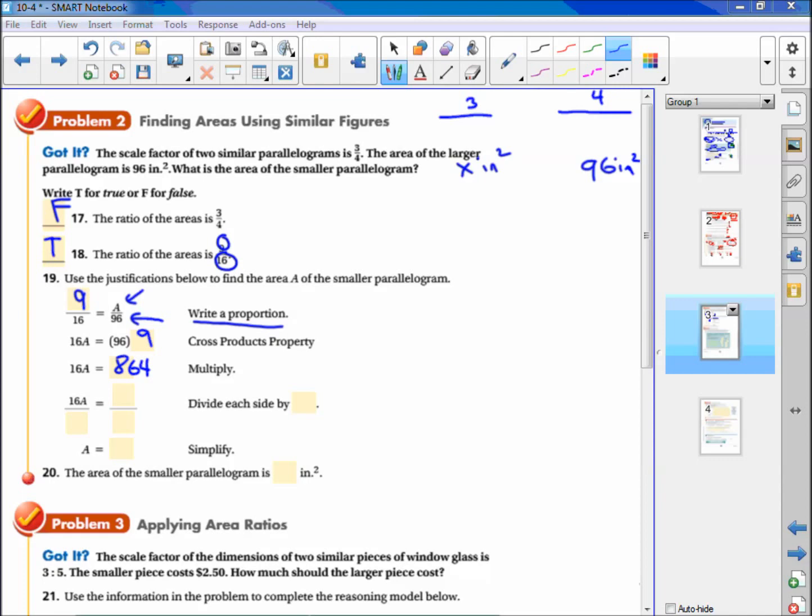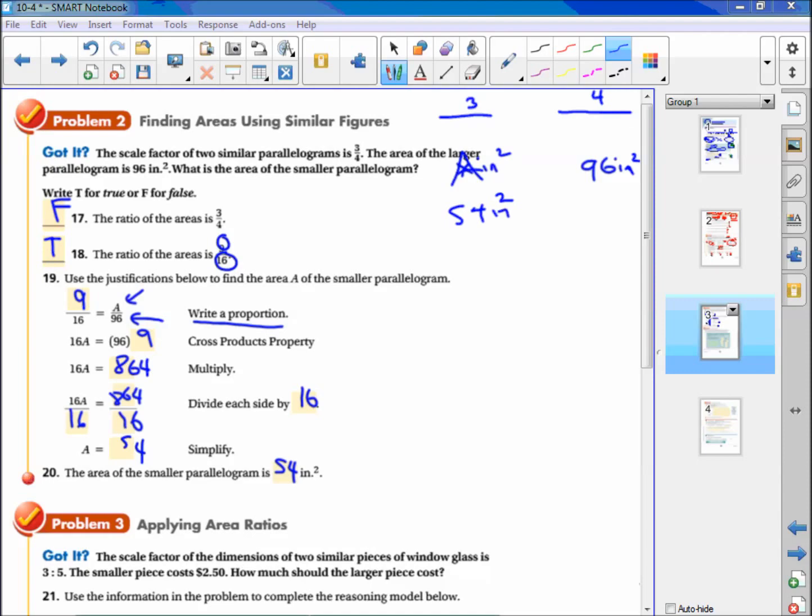And then we're going to divide both sides by 16. Okay, and 864 divided by 16 will give me 54. So the area of the smaller polygon is going to be 54 inches squared. Okay, so A was what they were using, so this will be 54 inches squared.